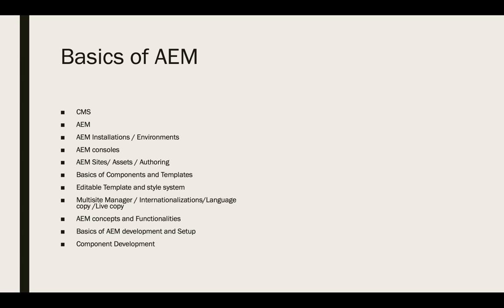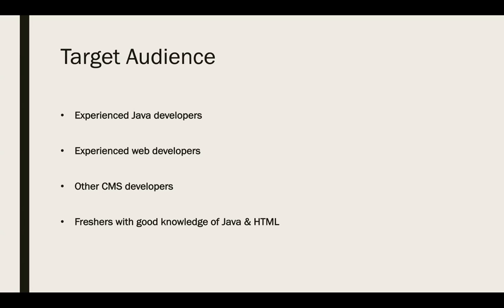Then we will also look at some concepts and functionalities. You will be able to set up your dev environment and start writing code and develop components at the least. And if time permits, we can touch on a few other advanced concepts as well. And of course, we talked about this: experienced Java developers find it easy to become a full stack or backend developer. An experienced web developer could be full stack or front end. And if you have worked on another CMS, it's easy to compare and contrast and transition over. We also encourage freshers, if they come with a good knowledge of Java and HTML, they can learn AEM.